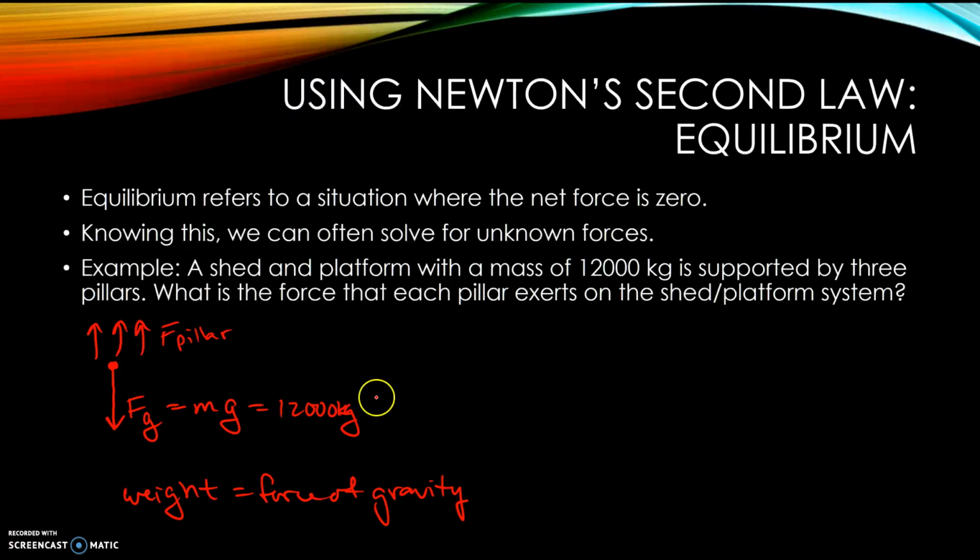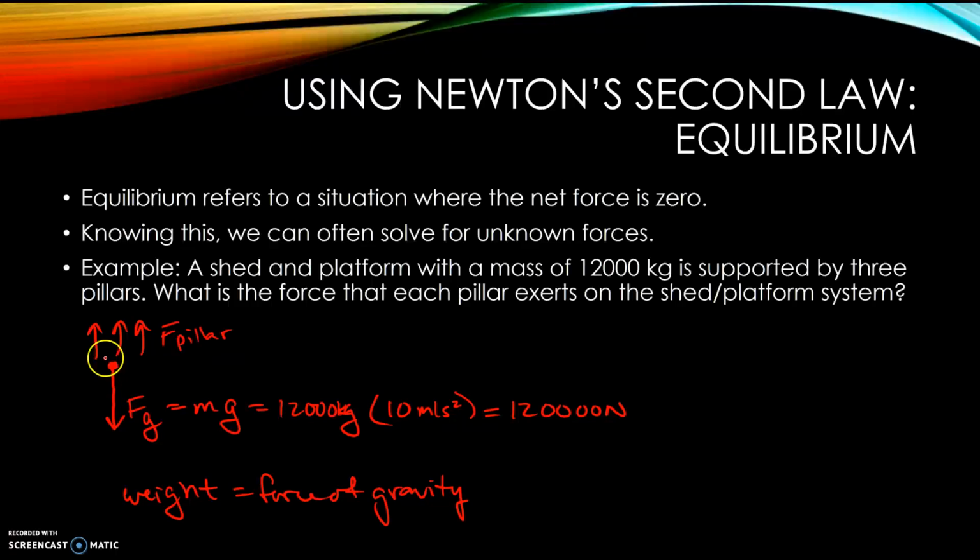It's 12,000 kilograms times the acceleration due to gravity. Now, just to make this quick and easy, I'm going to use 10 meters per second squared. We know to 3 sig figs it's 9.81, but I'm just going to use 10. And so we would say that this would have a weight of 120,000 newtons. Okay, so do not use kilograms when you really need to use newtons.